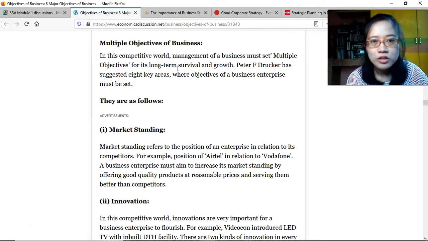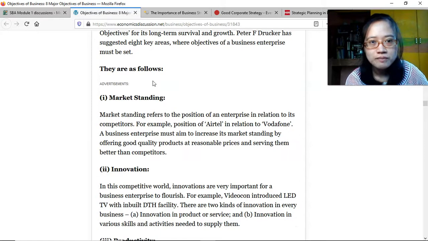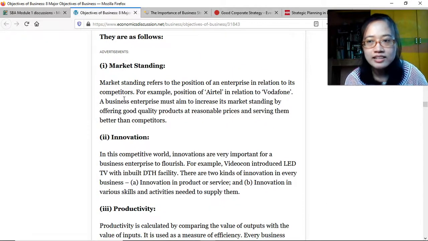Alright, and then multiple objectives of business. In this competitive world, management of a business must set multiple objectives. Yan, kasi hindi lang naman talaga isa. There are a variety of objectives. 8 key areas. Market standing. Of course, for you to be able to survive and to profit, kailangan yung market share mo, audience, customers.